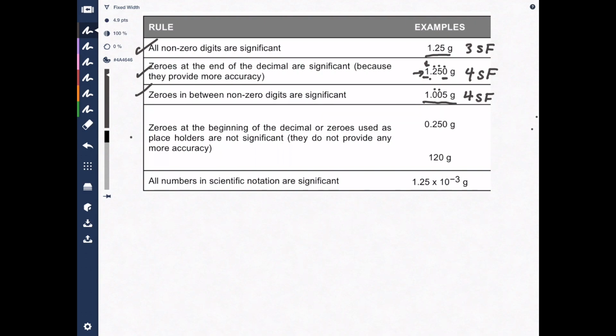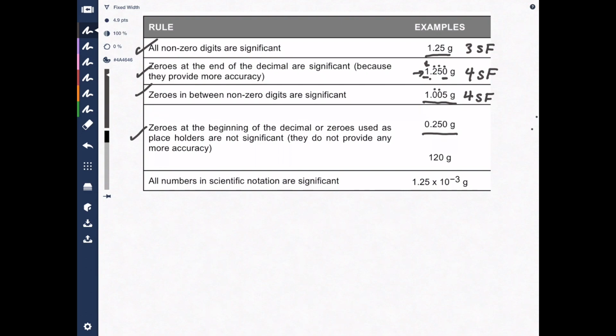Now, we're talking about this rule. Zeros at the beginning of a decimal number or zeros used as placeholders are not significant. This is where a lot of students get a little confused, and it's really not all that hard. So let's just take a close look at this. Let's look at this example right here. 0.250 grams. So now, we have to be careful.